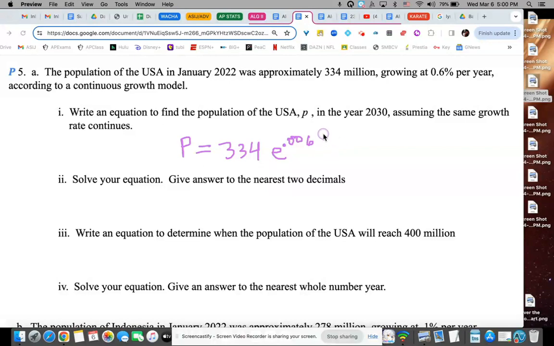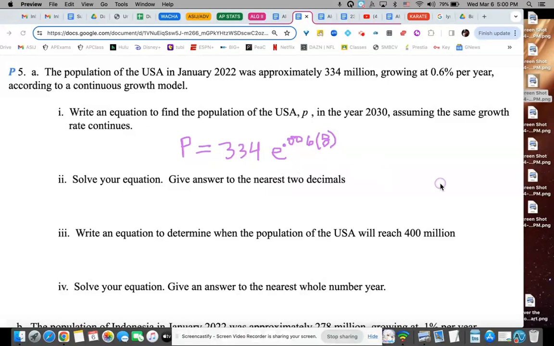And then I also have times t. But they said they want an equation for the year 2030 when we're starting at 2022. So that's going to be 8 years, right? An 8-year difference. So instead of t, I'm going to write in 8 years there. And then that's what you get, right? Solve your equation.